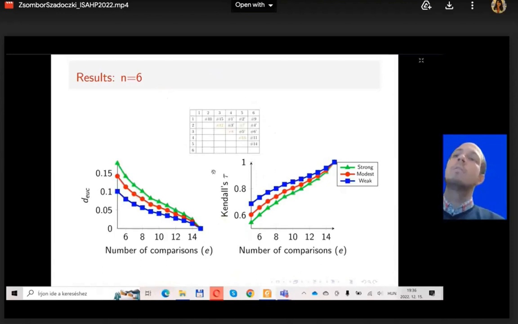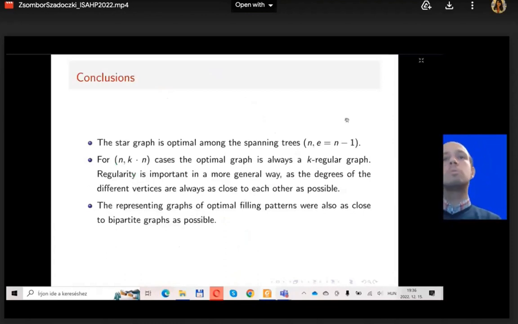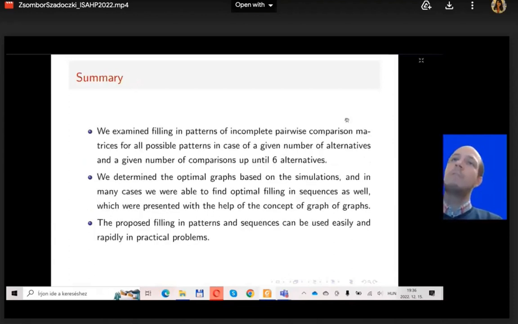And of course, again, we can see that the Euclidean distance is decreasing, the Kendall tau is increasing, and we can easily use these results. So the conclusions: star graphs were optimal among spanning trees. Regularity is a really important property in this problem. So k-regular and k-quasi-regular graphs were optimal, and the degrees of the different vertices were always as close to each other as possible. And the optimal graphs were also as close to bipartite ones as possible. Of course, the star graph is also a bipartite graph.